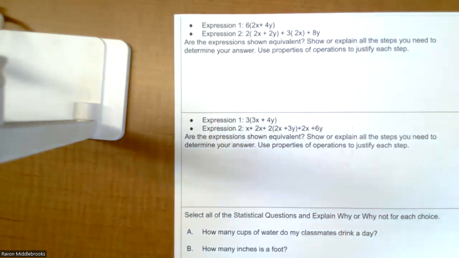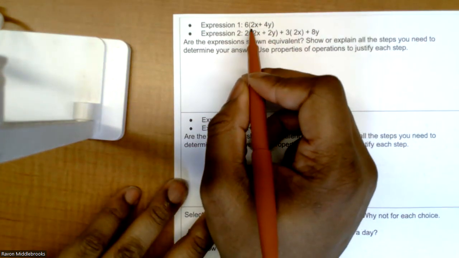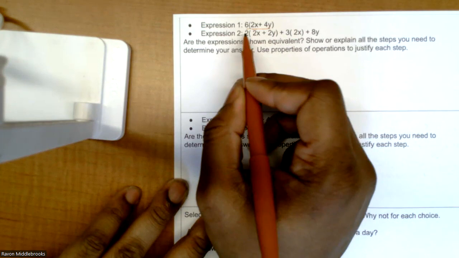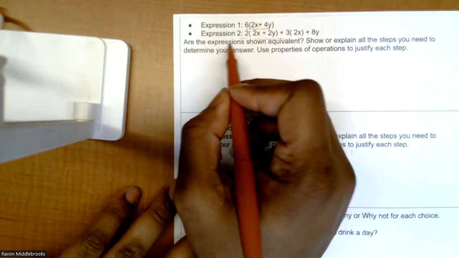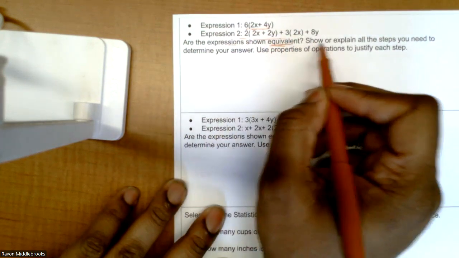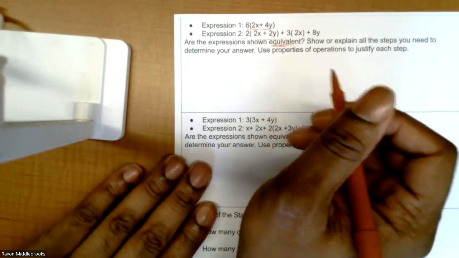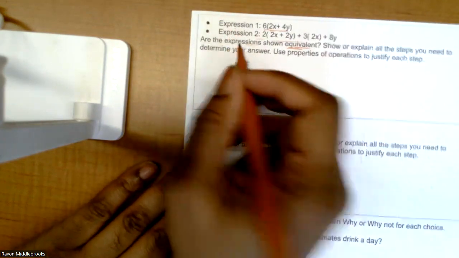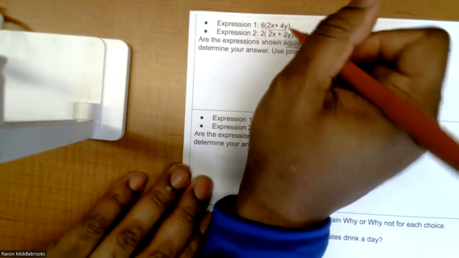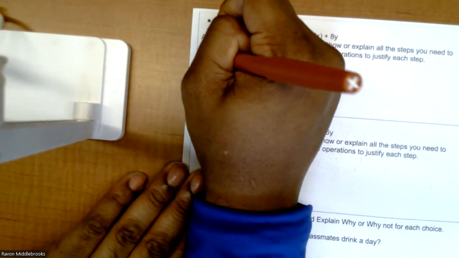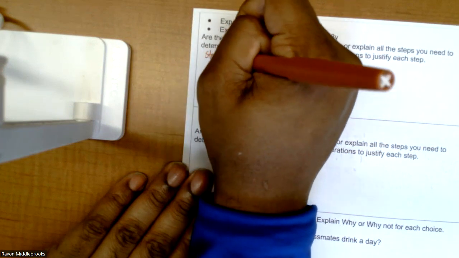Okay. It says expression 1. This is expression 1. This is expression 2. Are these expressions shown equivalent? Show or explain all the steps you need to determine your answer. All right. Well, in order to determine if it's equivalent, you have to simplify both expressions. So step 1.